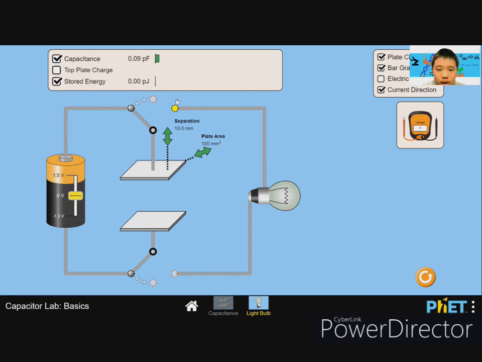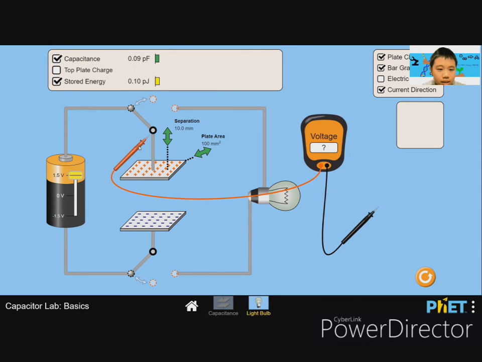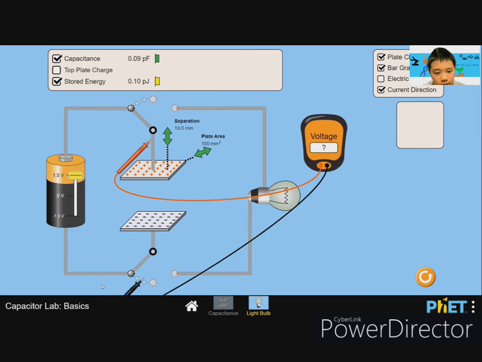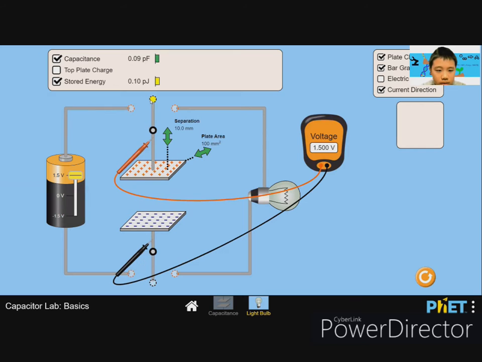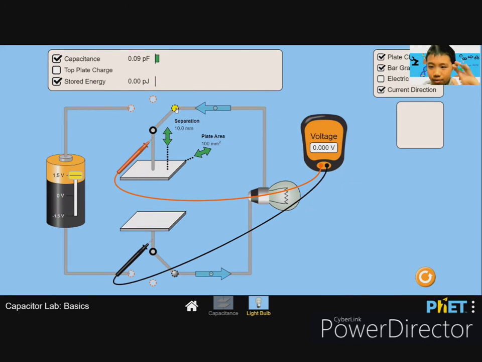So first, let's try the largest separation and very small plate area. Now, we just charge it using this battery here. We can take this voltmeter here, which measures the amount of charge or the current, and it shows 1.5 volts. Here, we can just keep it like this and it's not going to be affected by anything. And then, in order to power this light bulb, all I have to do is switch it to this one. And as you can see, the light bulb flashed very bright for a very small amount of time.